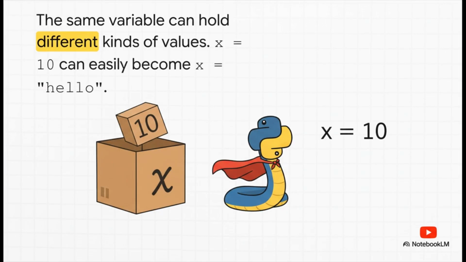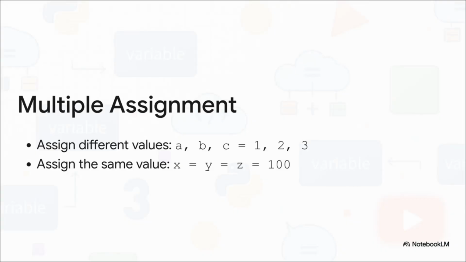And this right here, this is one of Python's superpowers. It's called dynamic typing. You can have your box x holding a number, like 10, and then in the very next line, you can toss that out and put a piece of text, like the word hello, into the exact same box. You never have to tell Python ahead of time what kind of stuff the box is going to hold. It's just incredibly flexible. Python also has some really slick shortcuts for you.